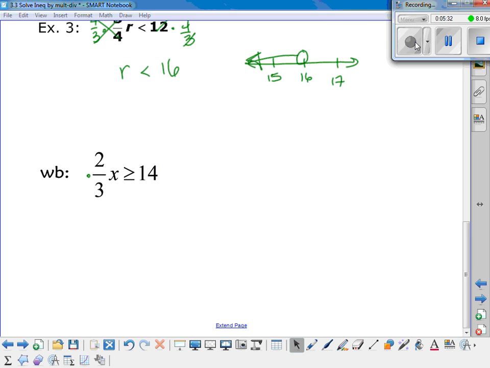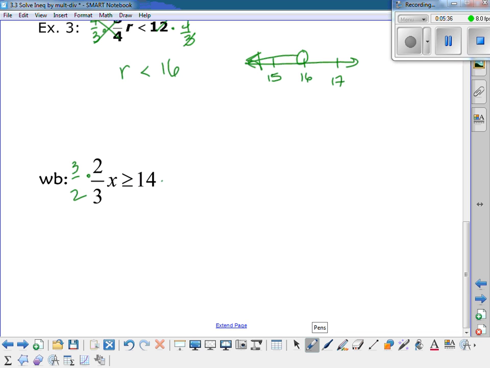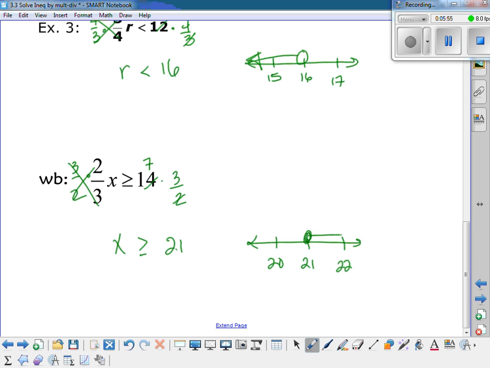Okay, so you multiplied both sides by 3 over 2. And 2 goes into 14 7 times. Don't forget to do the 7 times 3 is 21. And so this one, is this one going left or right? Right. Yes, it's going to the right. And it's a closed circle. All right. Thank you.